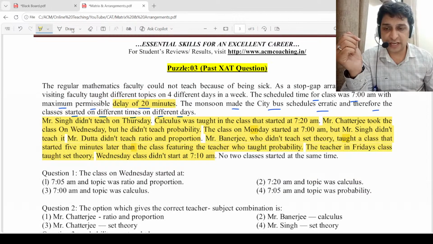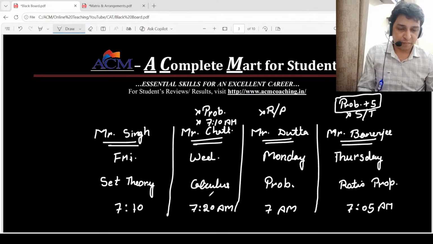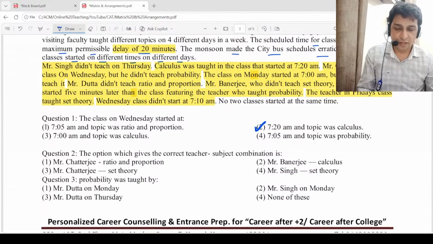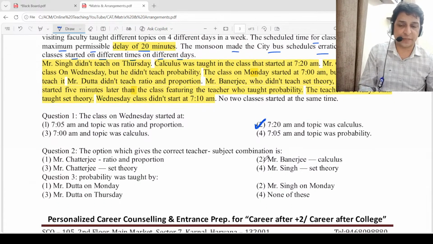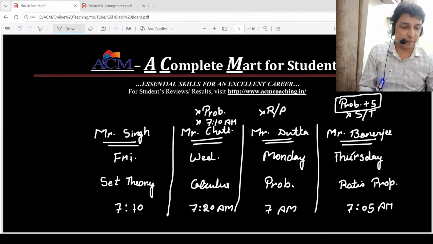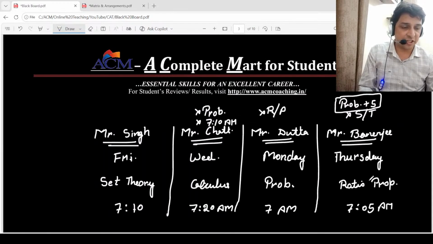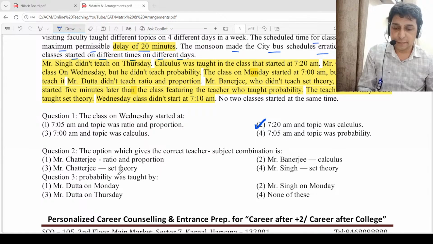The first question which we have: the class on Wednesday started at what time? That was at 7:20. So the option is 7:20 and the topic was calculus. The option which gives the correct teacher subject combination: Mr. Chatterjee ratio proportion? No, Mr. Chatterjee taught calculus. Mr. Banerjee calculus? No, Mr. Banerjee taught ratio proportion. Mr. Chatterjee set theory? No, it is calculus. Mr. Singh set theory? Yes. Option number 4 is the answer.